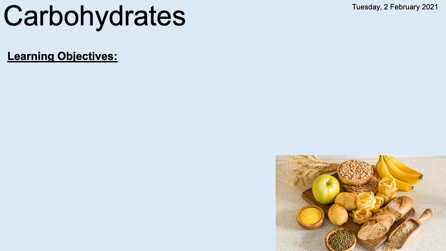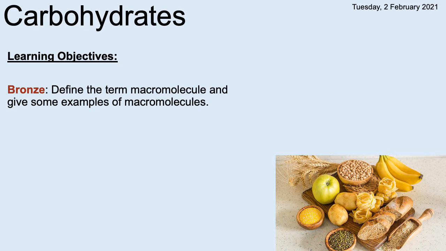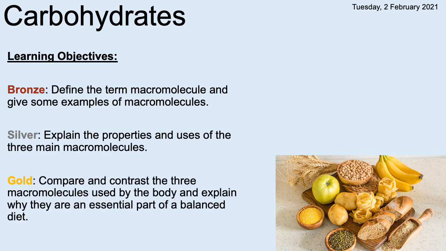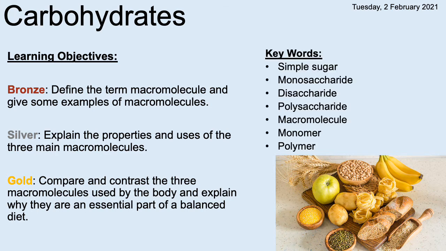and let's just go through the learning objectives. So the bronze one is to define the term macromolecule and give some examples of macromolecules. The silver one is to explain the properties and uses of the 3 main macromolecules, and the gold one is to compare and contrast the 3 macromolecules used by the body and explain why they are so essential and why they're an essential part of a balanced diet. So the key words for today's lesson we will go through in a moment. They are simple sugar, monosaccharide, disaccharide, polysaccharide, macromolecule, monomer, and polymer.